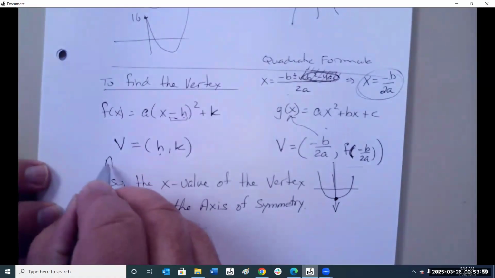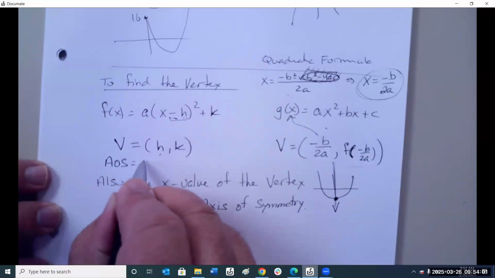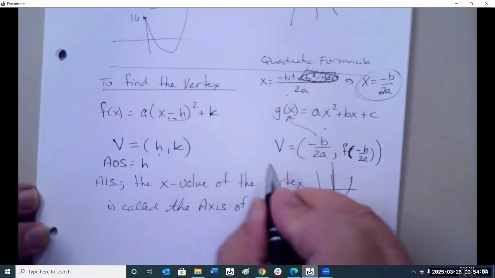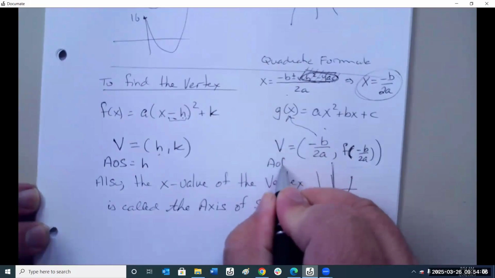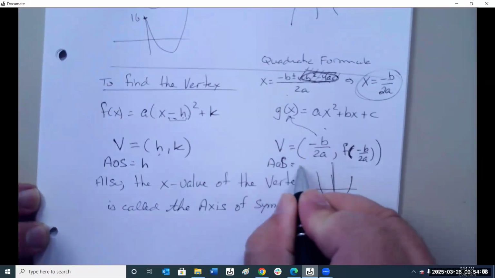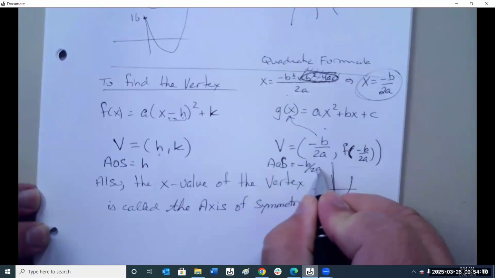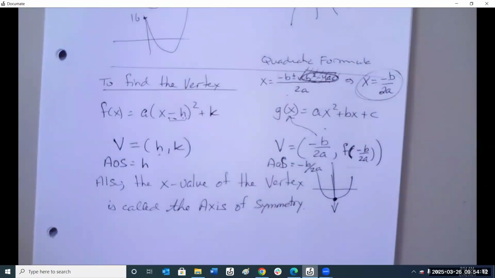So the axis of symmetry is our h value. The axis of symmetry is negative b over 2a, depending on how it's given to you. Because from that moment on, everything you do on the right-hand side is exactly the same across that line.